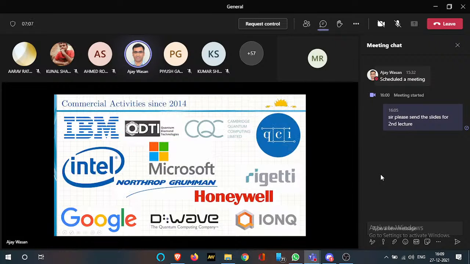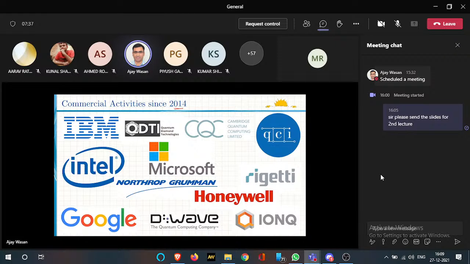So here I'm showing one slide: commercial activities since 2014. IBM, Intel, Google, Microsoft. You must have heard all these names already. Some IDT, CQC, QCI, Northrop Grumman, D-Wave, all these groups are coming. Even more groups are there. I have given only the top few names, but many activities are going on all around the world, and they're working on this quantum computer, and hopefully it will come to the market. Already people have made it, but in a commercial form it will come by 2050. So you are the generation who will be enjoying the quantum computer in the coming years.